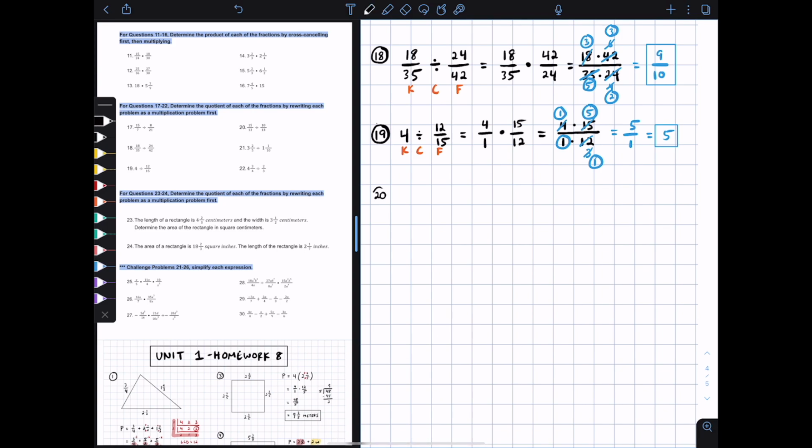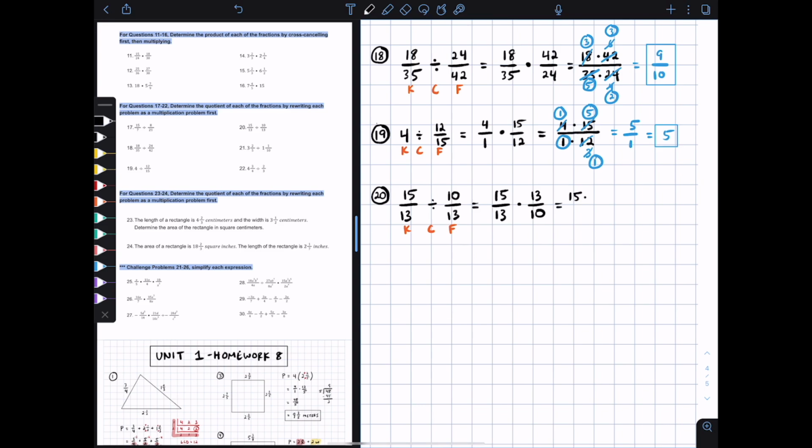Let's see, question 20. We have 15 over 13, and we're going to divide that by 10 over 13. So we're going to keep this, change this, and flip this. Again, same process, just getting some practice down. The more you do it, the easier it gets. 15 over 13, change this to multiplication and reciprocate this, so it's 13 over 10. Now it's a multiplication problem, okay?